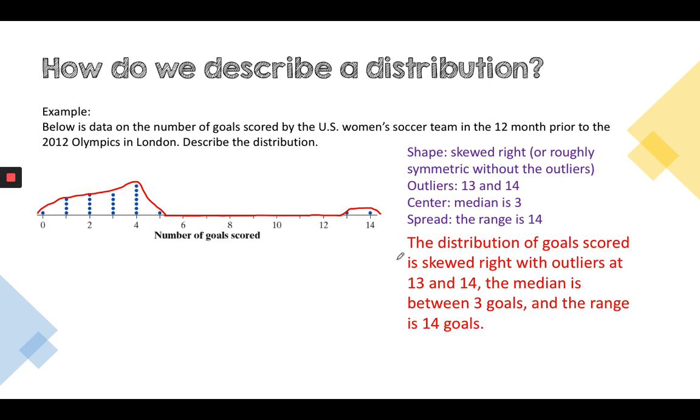So the distribution of goals scored is skewed right with outliers at 13 and 14. The median is 3 goals and the range is 14 goals. So I've included the shape, the center, spread, and if there are any outliers, and I put it all in a sentence with context. That's it.